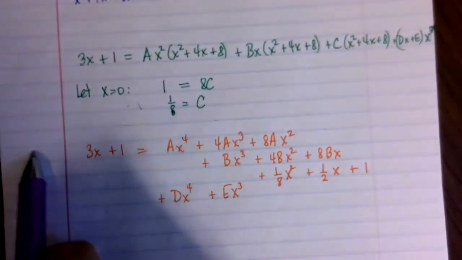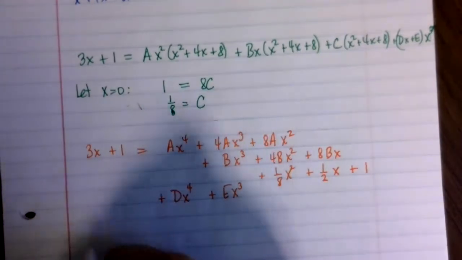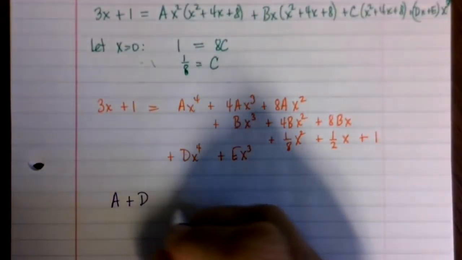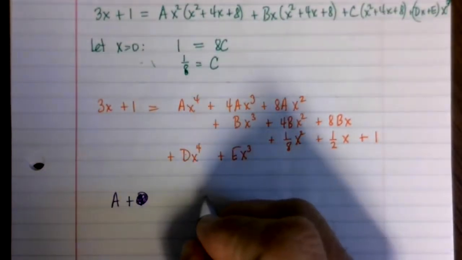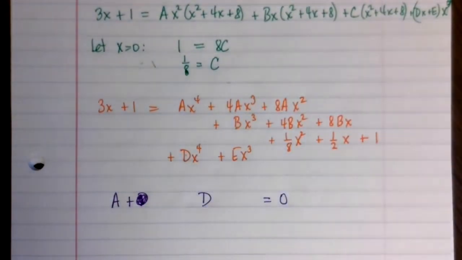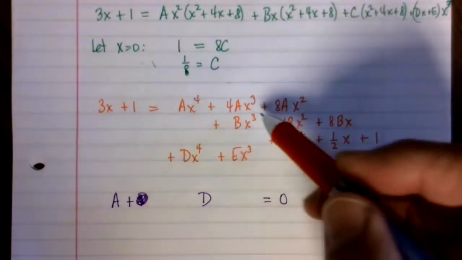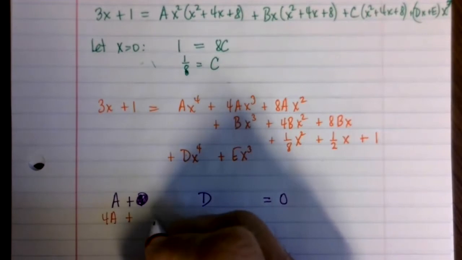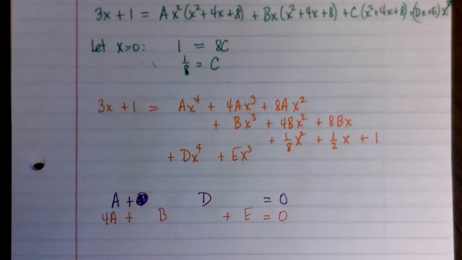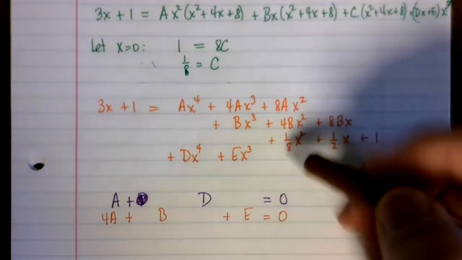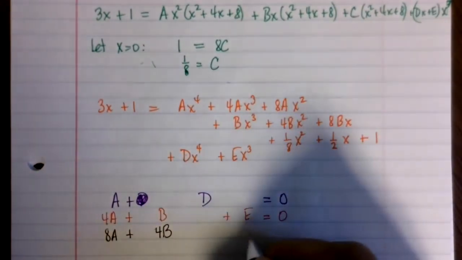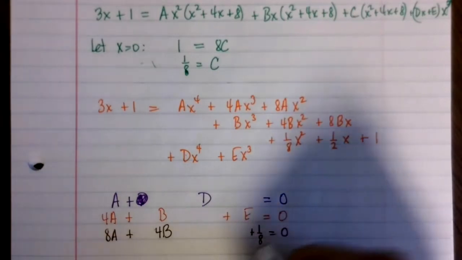I deliberately line things up in columns to make it easier to match up. So matching up, there's no 0 over here. There's no 0x to the fourth. And so I'll end up with a plus d is equal to 0. Next, if I take a look at the cubes, there's no cube term over here. So I have 4a plus b plus e is equal to 0. Next, I look at the squares. 8a plus 4b plus an eighth equals 0.